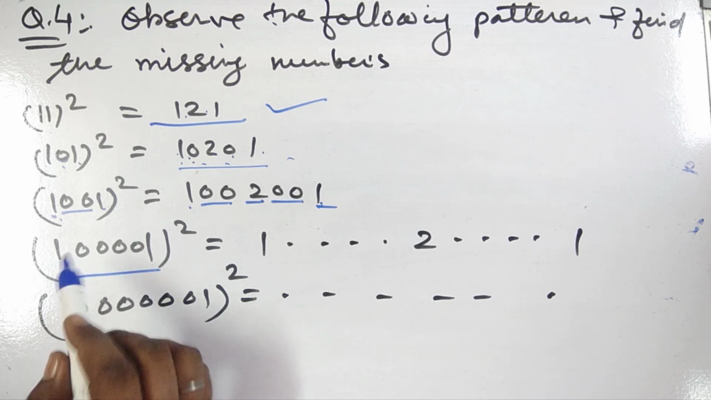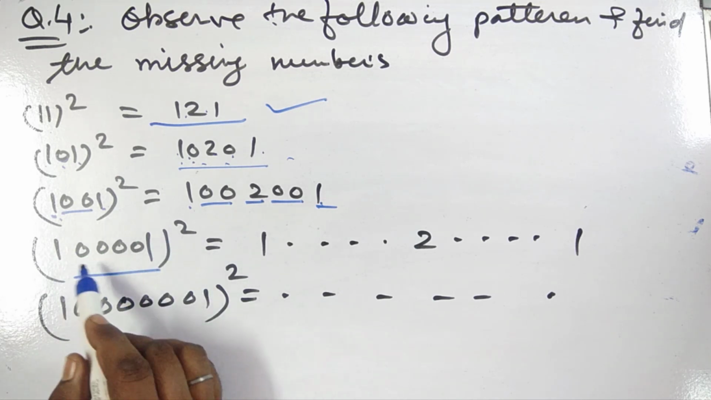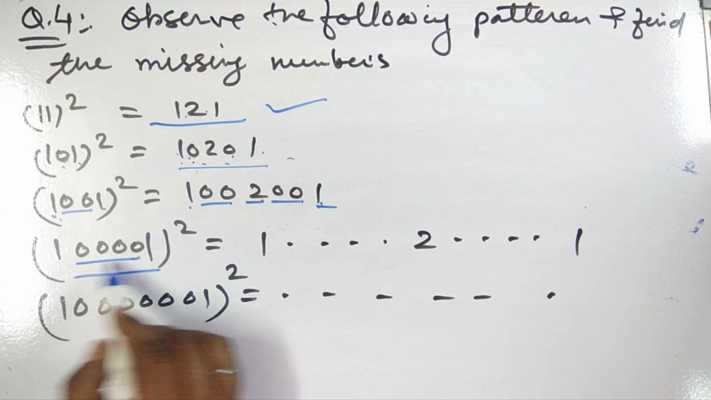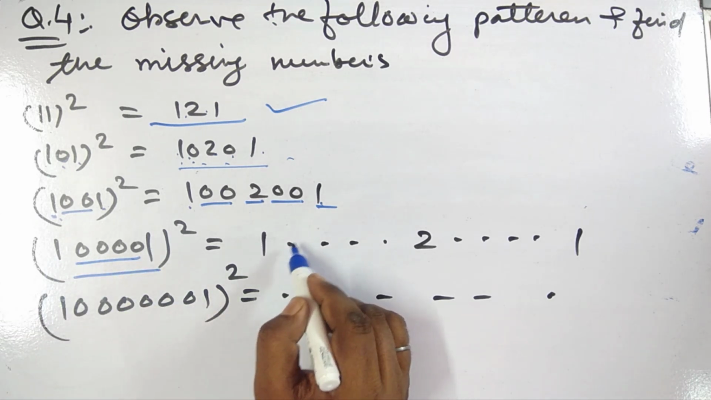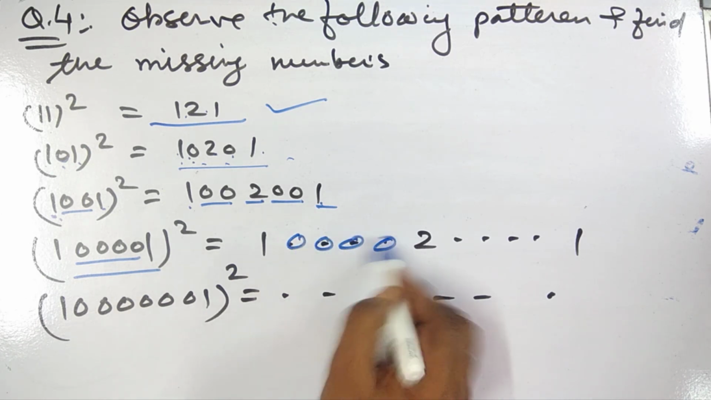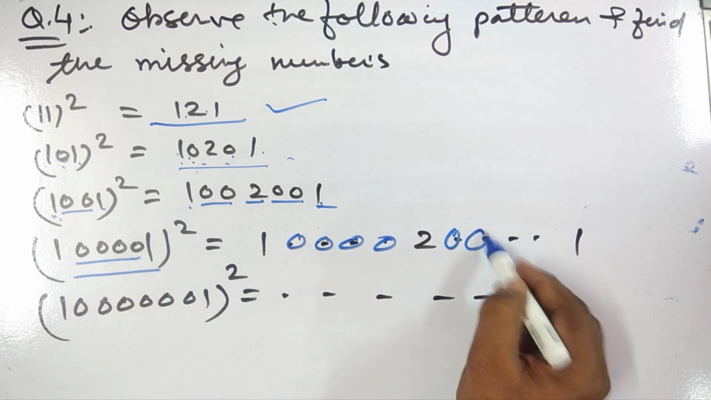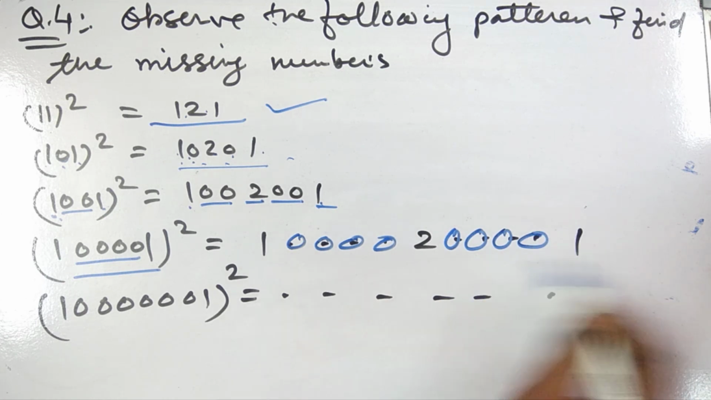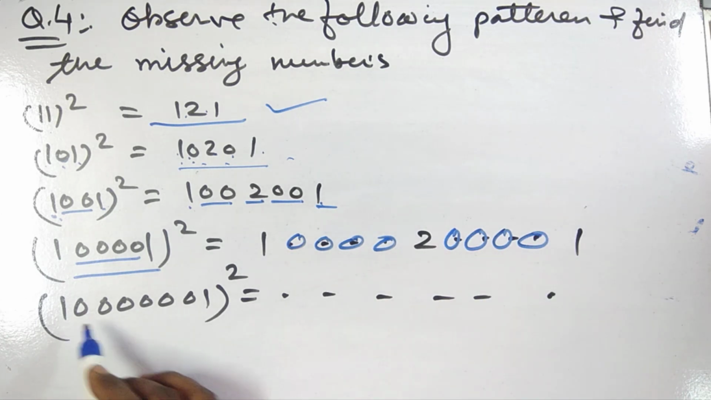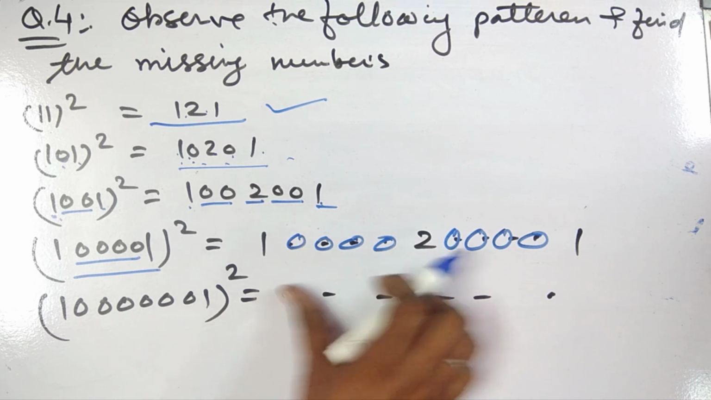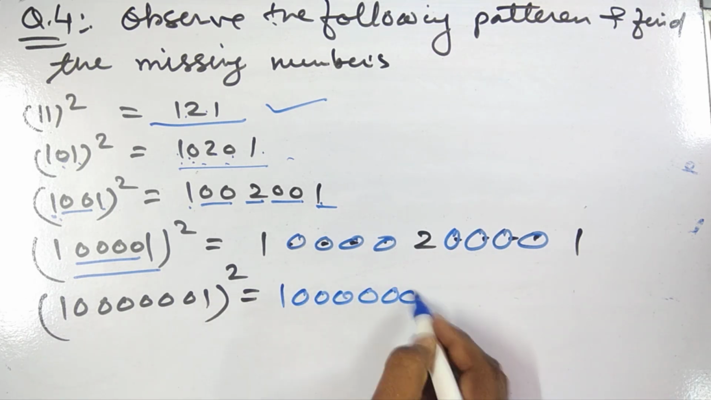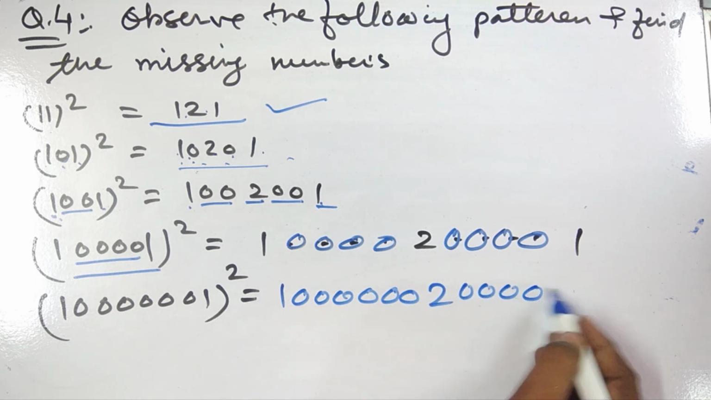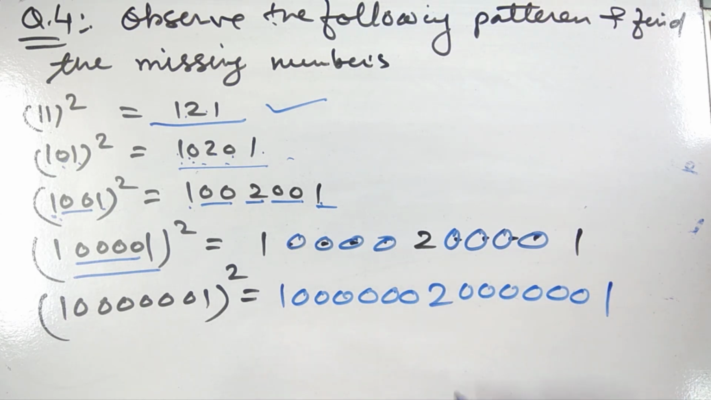So what will be the value of this number, students? Between 1 and 1, 40 zeros are given. Then 1, 40 zeros, 1, whole square is equal to 1, 40 zeros, 2, 40 zeros, 1. This is the required result, students.